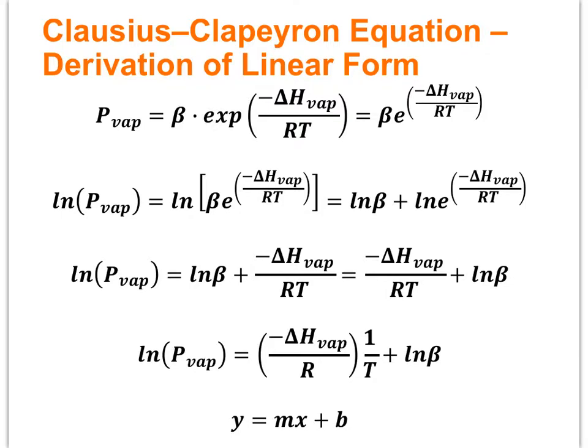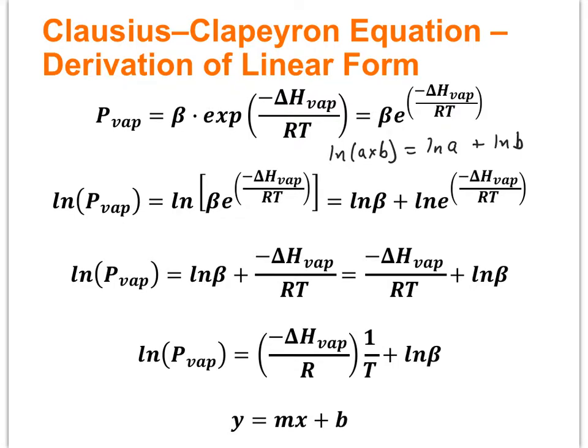So if we take the natural log of the vapor pressure, the left side of our equation, then we take the natural log of the whole right side of the equation, right? But one of the log rules we remember is if we take the natural log of A times B, that's going to be equal to the natural log of A plus the natural log of B.